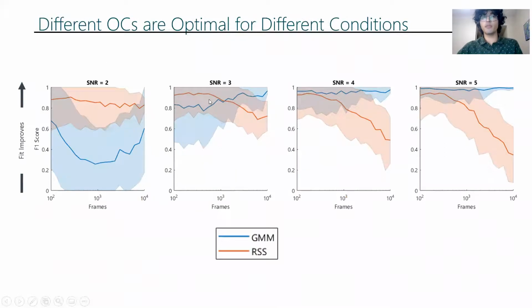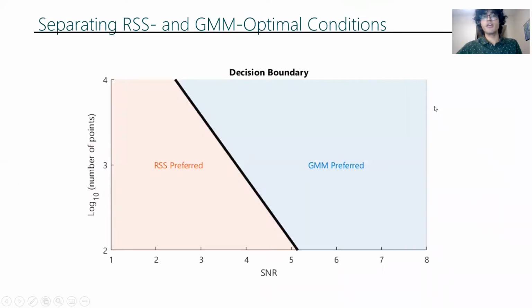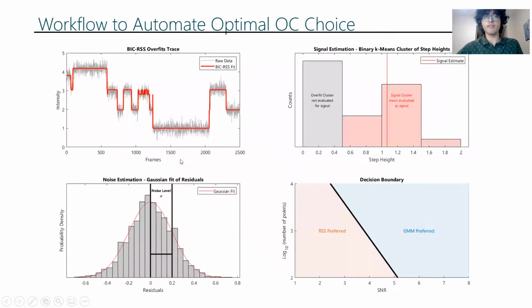We found that this differing performance was dependent on the data conditions of the underlying trace, as low signal to noise, low length data, as seen in this corner over here, were optimal for BIC RSS. However, high signal to noise, high length data, as seen in this corner over here, BIC GMM was optimal. We use this condition space data to figure out an optimal decision boundary to separate regimes where GMM was preferred and where RSS was preferred.